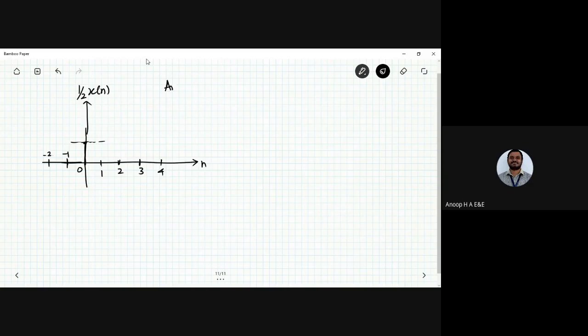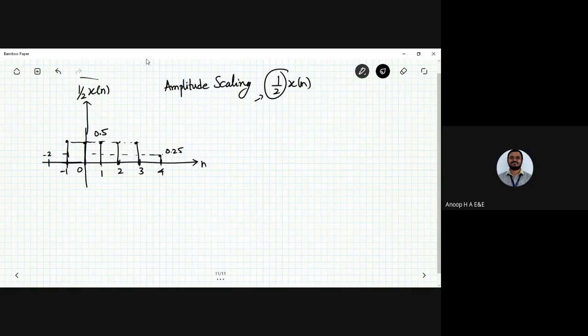So it is amplitude scaling, so that is half of x of n. This is the scaling factor, that is half. So the magnitude would be, yes, from minus 1 to 3, you are going to have a magnitude equal to 0.5. Next, at 4, 0.5 by 2, that is 0.25 again. That is half of x of n.